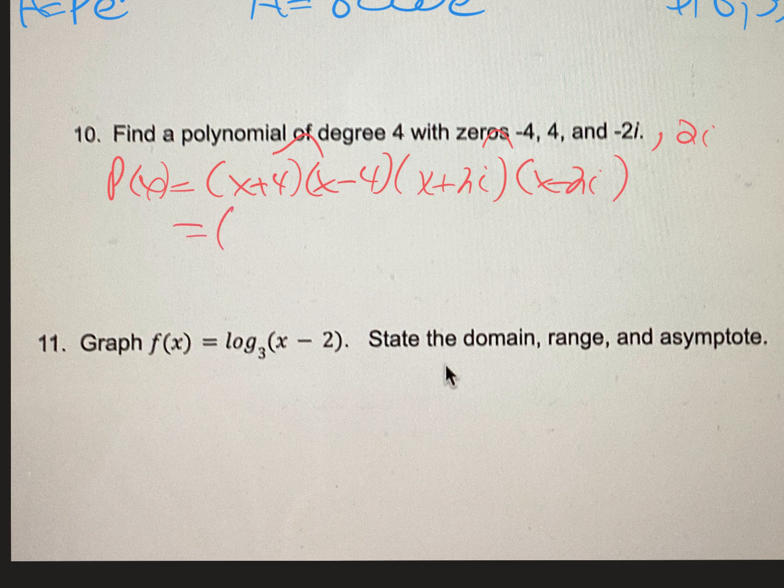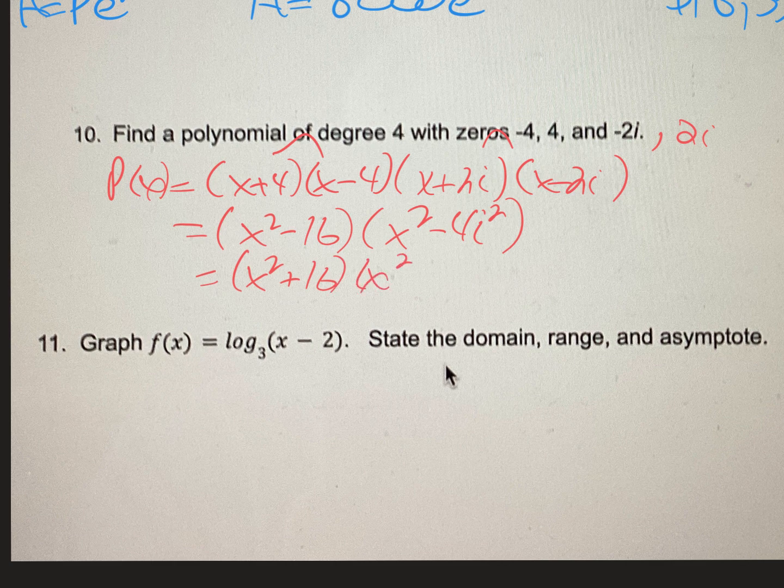So if I do FOIL on the first two, I get x squared minus 16. The second two, I get x squared minus 4i squared. So I can really have x squared minus 16 times x squared plus 4. And I'm just going to do FOIL there. So my final answer, P of x equals x to the fourth first, then if I do outer inner at the same time, looks like negative 12x squared, and last, negative 64. Got it.